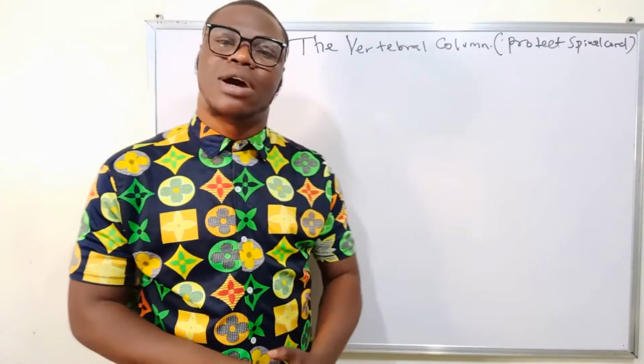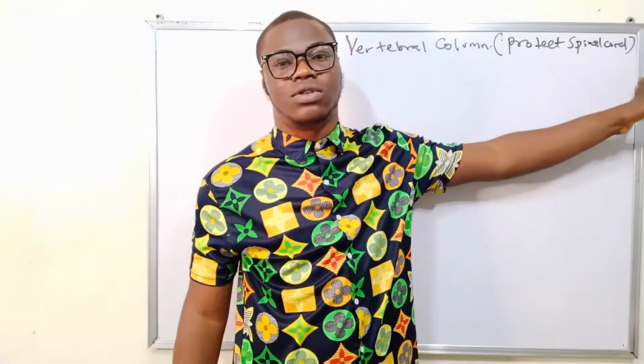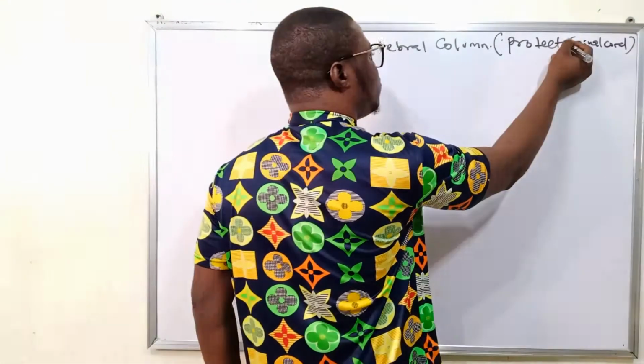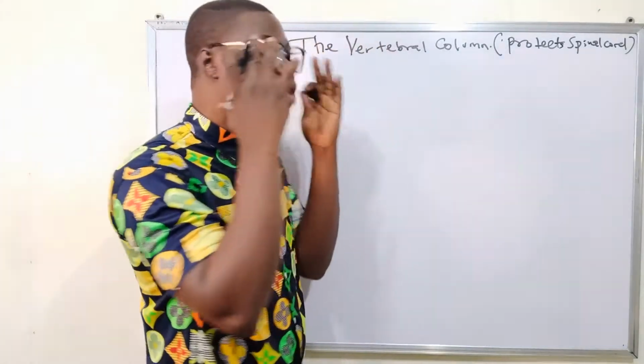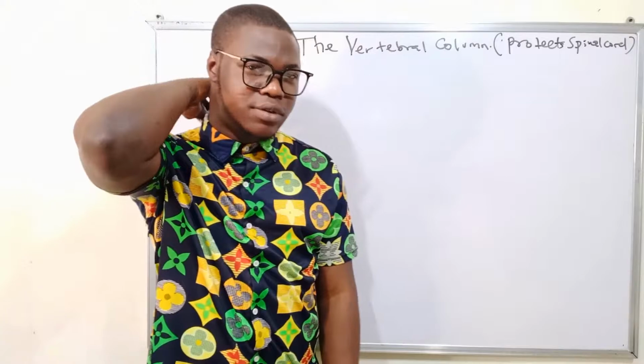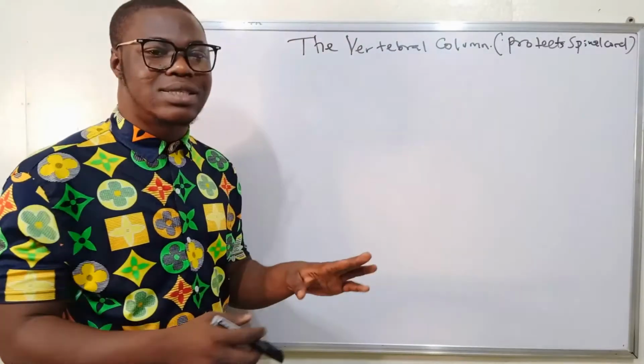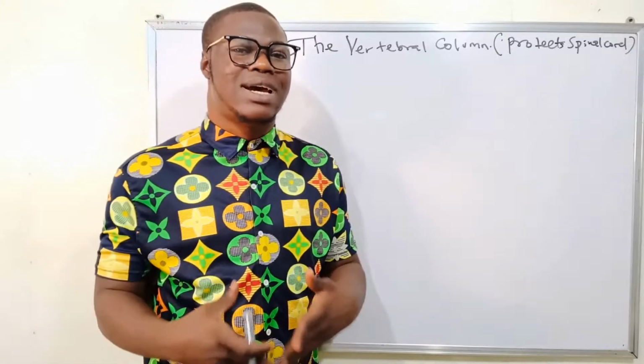So the vertebral column can also be called the backbone. And it is protecting the what? It is protecting the spinal cord, just like the skull is protecting the brain. And after that, because it's also called the backbone, if we have to talk about its location, you can just say it is located posterior medially.